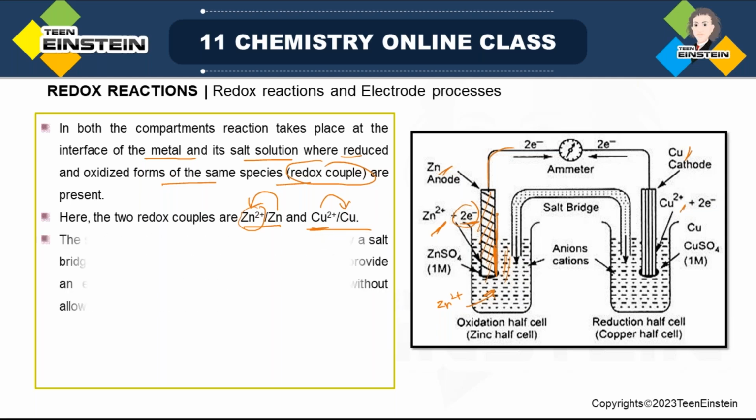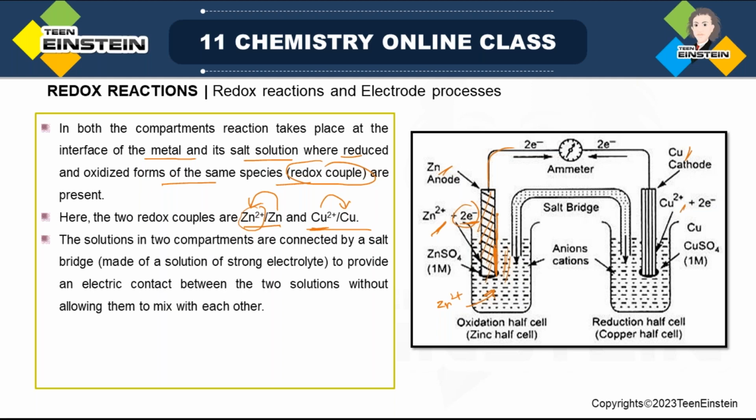Now the solutions in the two different compartments are connected by a salt bridge. In this salt bridge, there is the presence of some species. Which species? A solution of strong electrolyte. But don't think this is a solution which can move easily or mix with these two solutions. No, it is not like this.